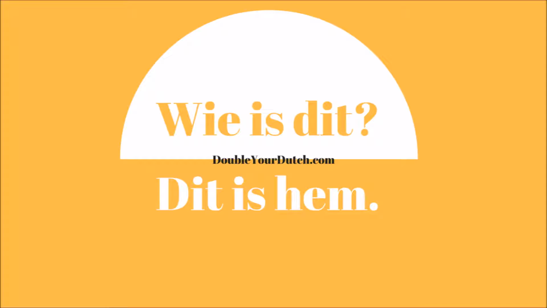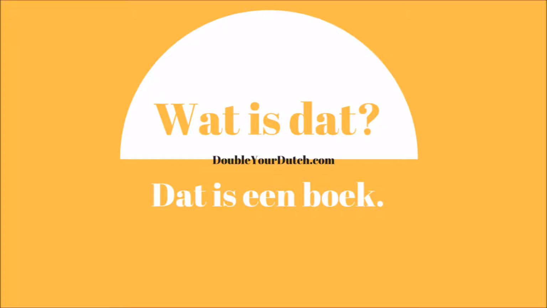Right? You can ask, wat is dat? What is that? Obviously, right? And you might say, dat is een boek. Dat is een boek. Boek, right? O-E, pronounced oo. Boek is, of course, book, right? Pretty straightforward, yeah.